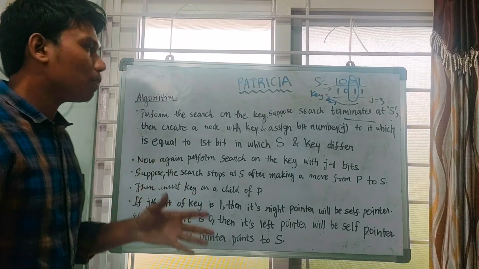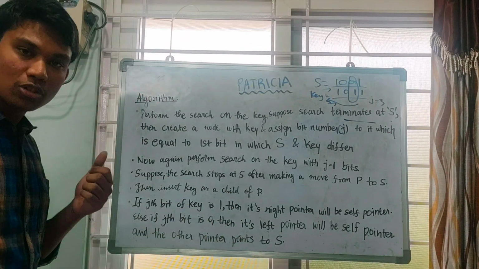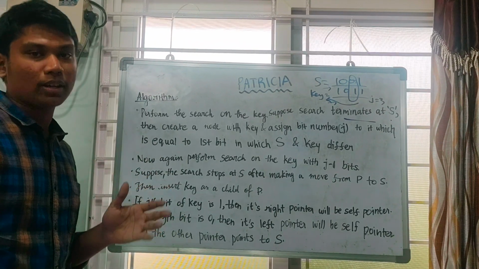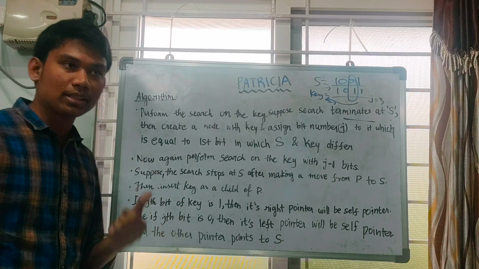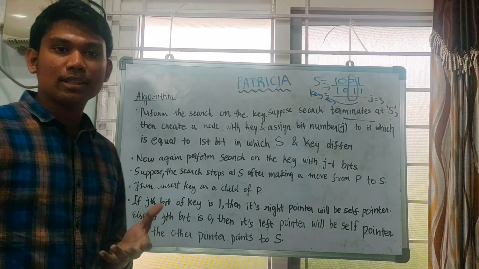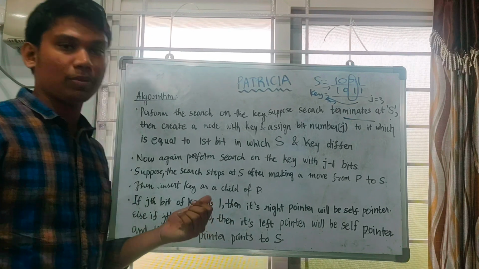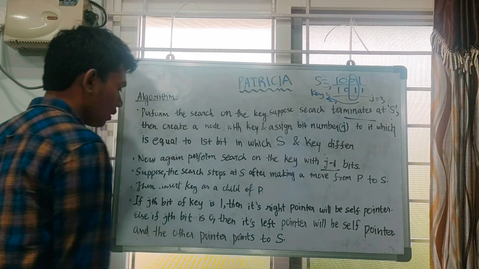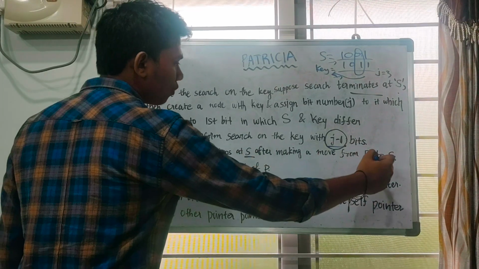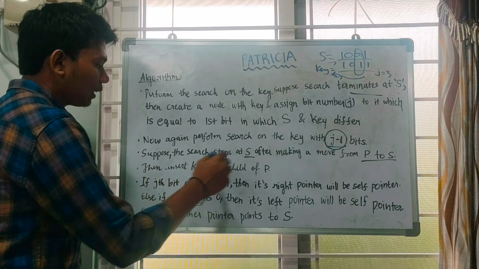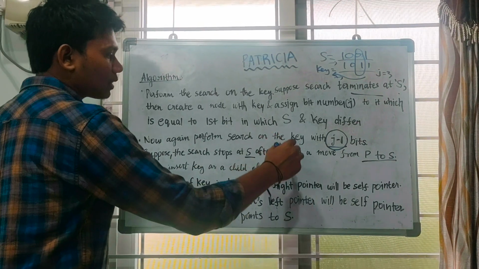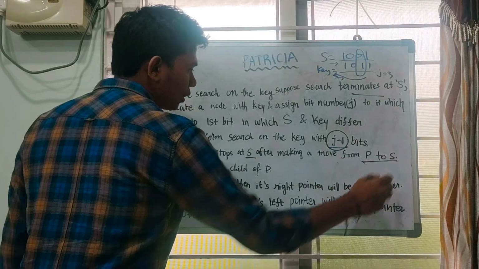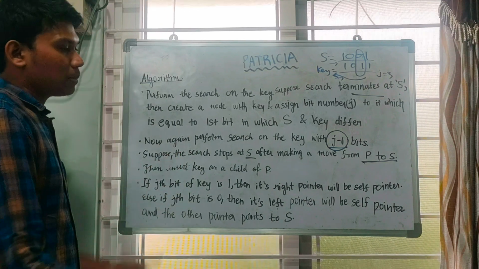This is the first step. See, we are going to do the search operation twice. The first search operation is used to find the parent of the newly inserted element, and the next search operation tells us the link, or how to insert the newly inserted element. So now again perform search on the key with j minus 1 bits. Suppose the search stops at S after making a move from P to S. Then insert the key as a child of P. So if our search is stopping at S by making a move from P to S, this second search helps us to find the link.